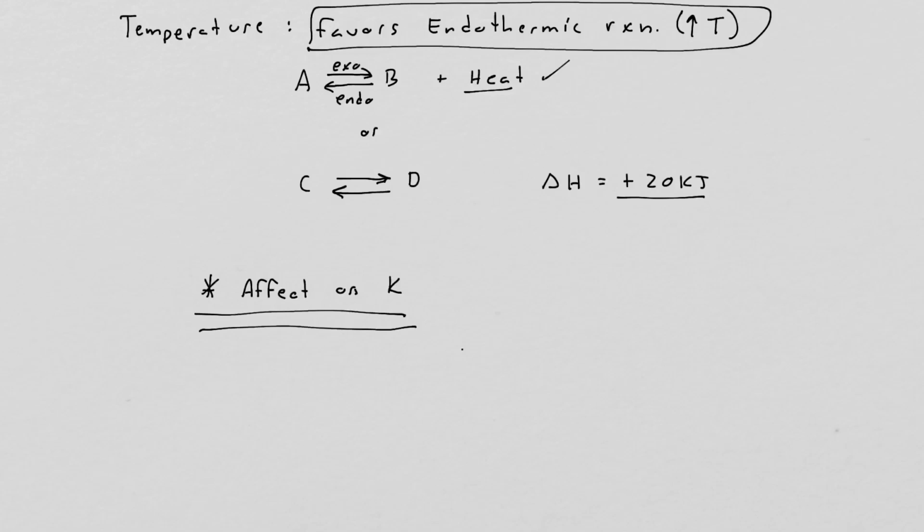An increased temperature favors the endothermic reaction. See the delta H is plus 20? That means that the forward reaction is endothermic in this case, and the reverse one is exothermic. Once you have it labeled, it's pretty easy to do.